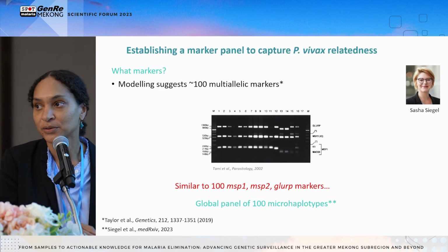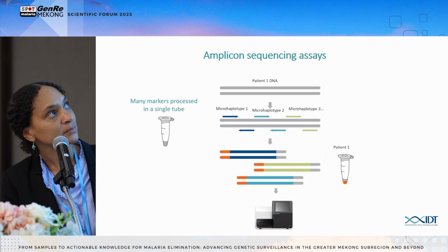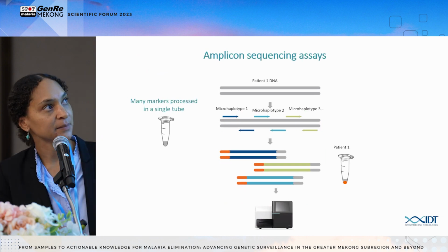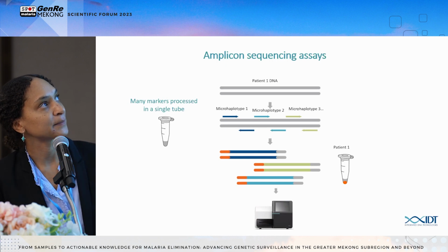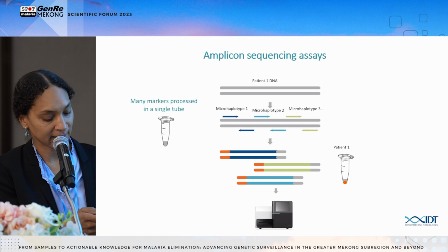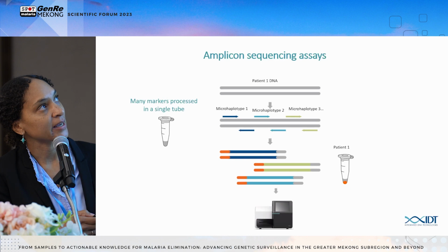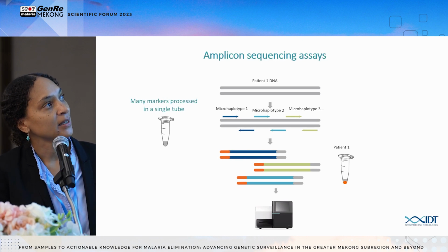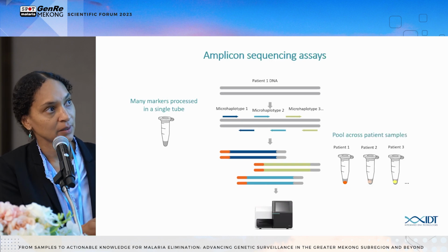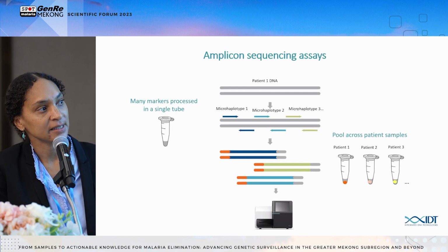But of course, we're not going to do the genotyping by PCR and gels because that would take us forever. So the assays we put together are amplicon sequencing assays, very similar to what's used for GenRe-Mekong. And the beauty of this is really that we can amplify all of our markers, the 100 markers for a single patient, in one single tube. And then we put these little tags on that tell us this is from patient 1.